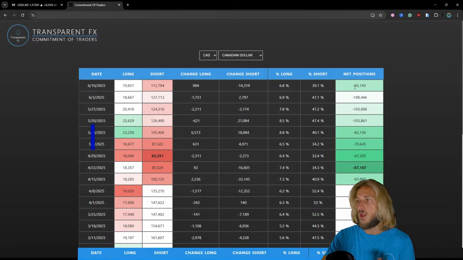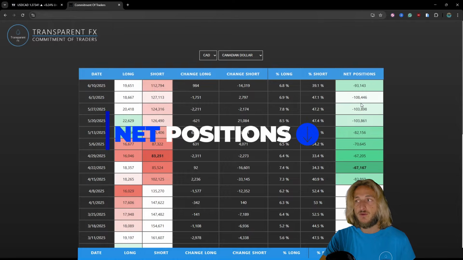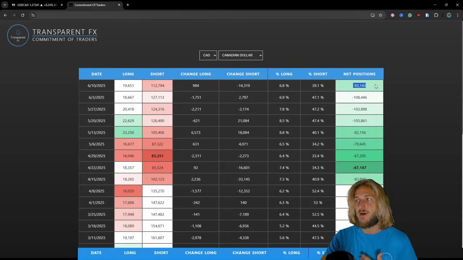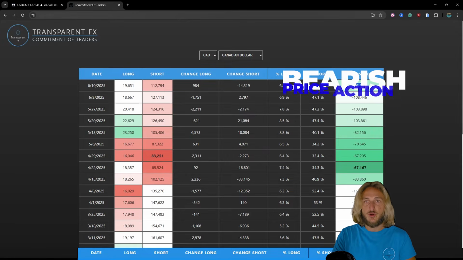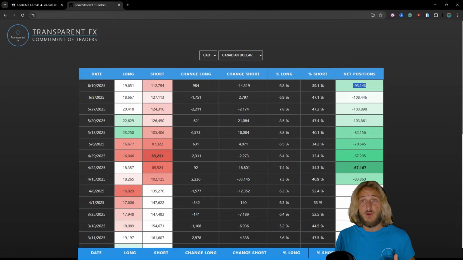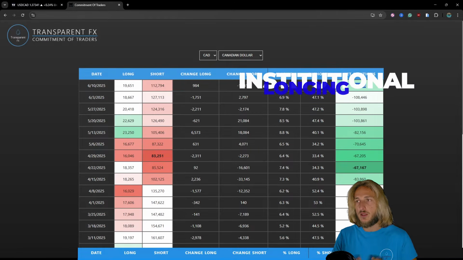So first of all, we can notice how net positions were decreasing for quite some time. We went from minus 67k, we are now at minus 93k net positions, even though we had a minor increase with the last report. In the long term, institutions have moved back to the bearish side for the CAD. And if institutions are shorting the CAD, as we have already seen, since the CAD is traded on the spot against the USD, they are longing USD CAD.